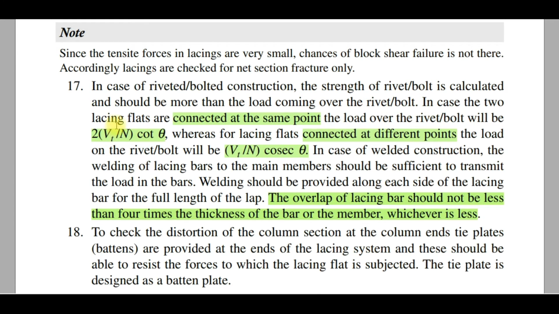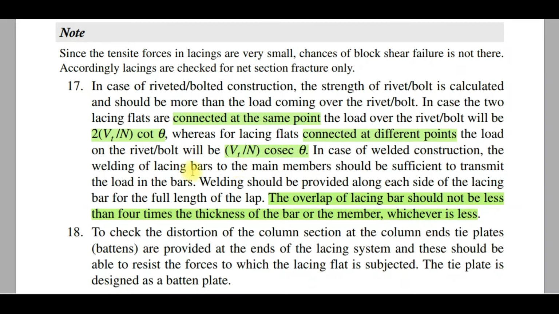In case two lacing bars are connected at the same point, as in figure number 1, the load over the rivet or bolt will be 2 Vt by n cot theta. You know all these parameters. Whereas for lacing flats connected at different points, the load on the rivets or bolt will be Vt by n cosec theta. Now this will be sufficient to design this connection, that means the bolt.